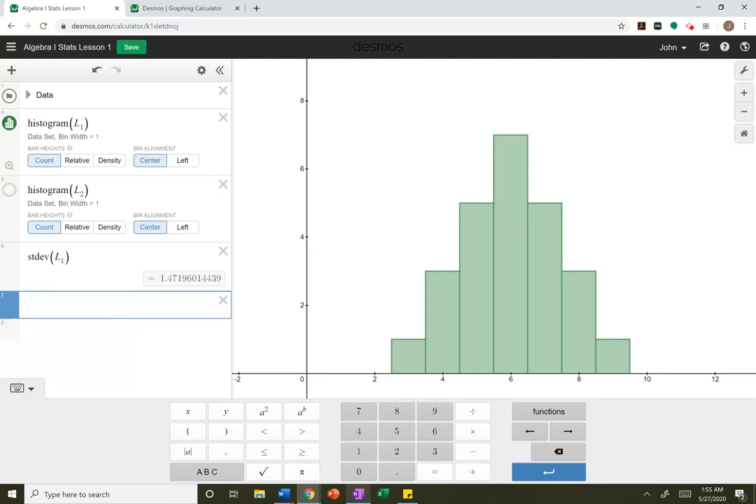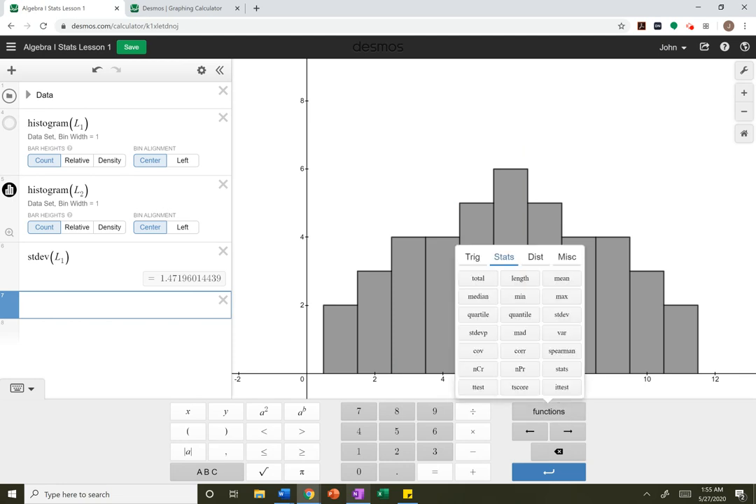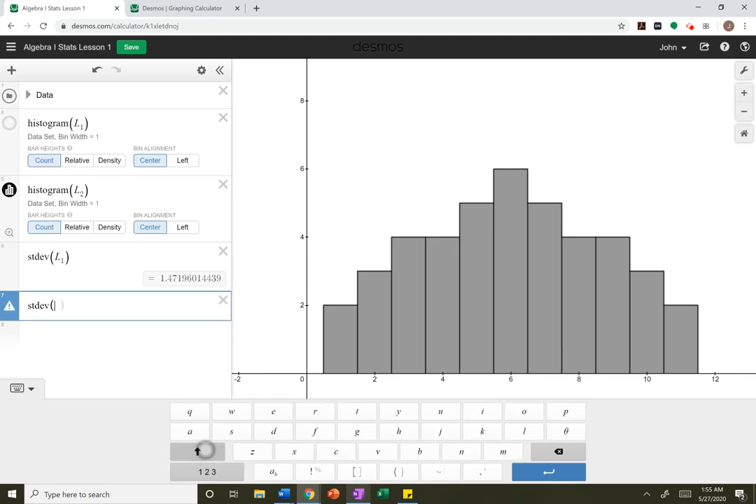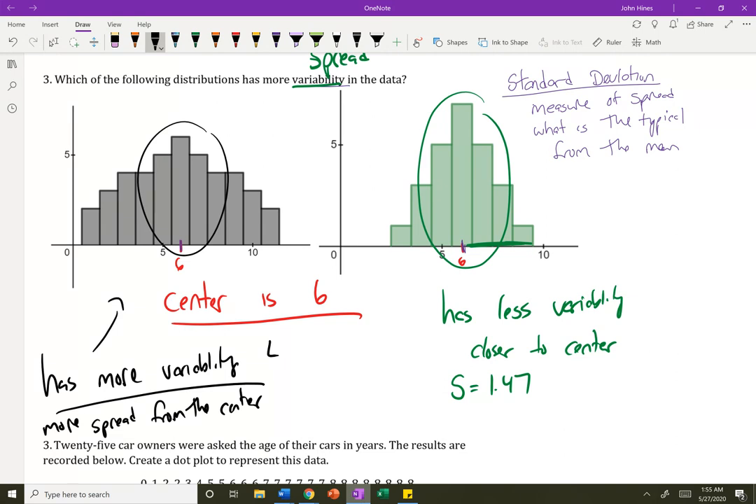And I can also find the standard deviation of the black distribution here. So I'm going to do it again. Functions, standard dev, L2. This has a standard deviation of 2.75. Notice that the black distribution standard deviation is bigger. So the standard deviation is a measure of spread. The bigger the standard deviation, the more spread out your data is from the center. So notice that we could tell just by looking at it, this one has more spread compared to the green distribution. So the way that we measure that is the standard deviation.